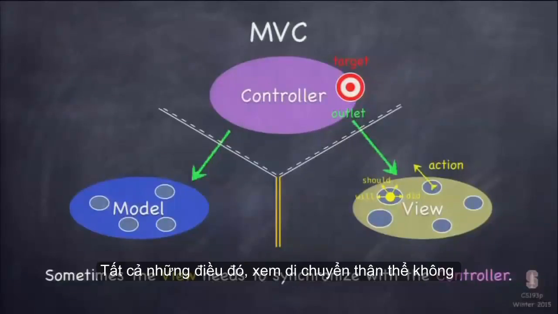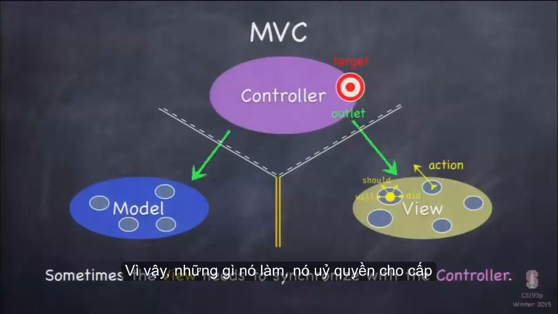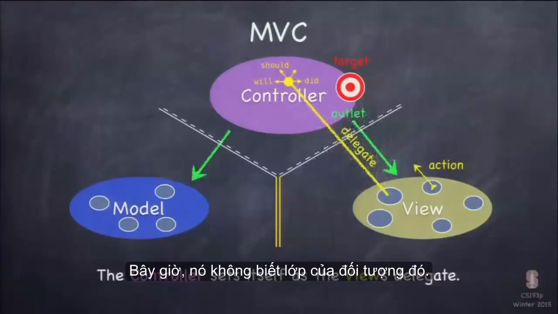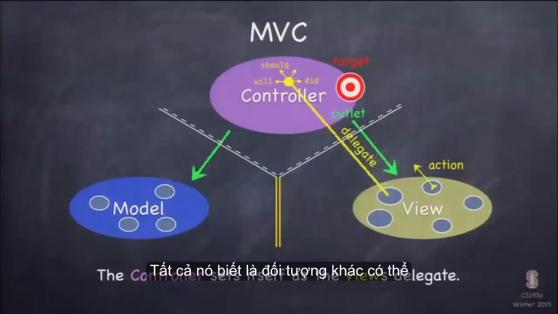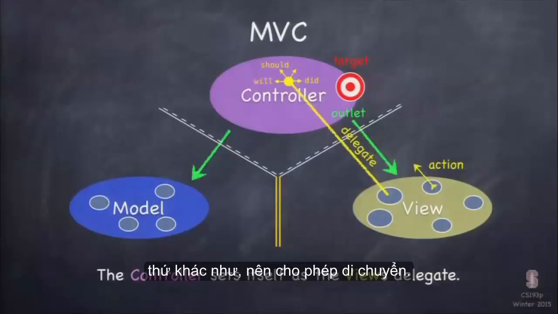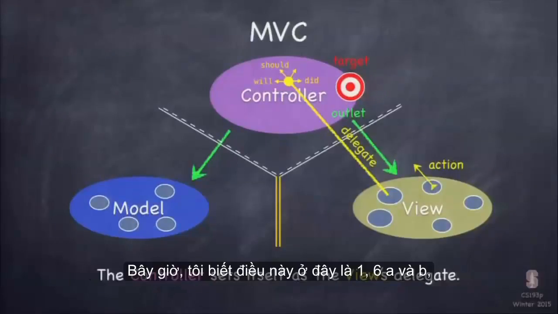All those things, the scroll view itself might not have enough logic to know the answer to those questions. So what it does is it delegates the authority to answer those questions to some other object. Now, it doesn't know the class of that object. All it knows is that the other object can answer these questions: will, should, did, this, that, or the other thing, like should allow scrolling, did scroll to point, things like that. So those are the kind of methods you're going to see in these delegate protocols.